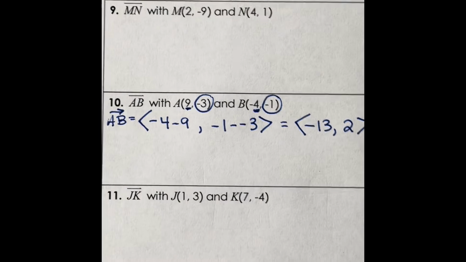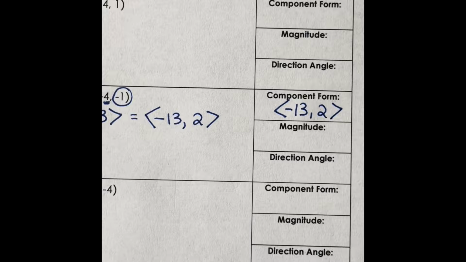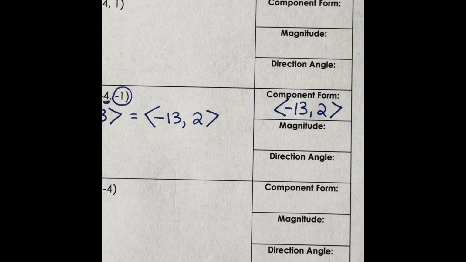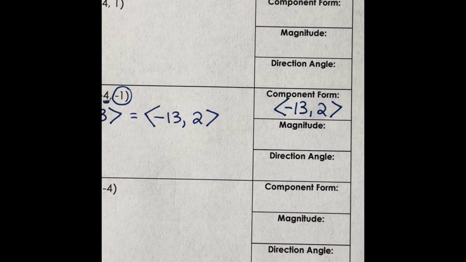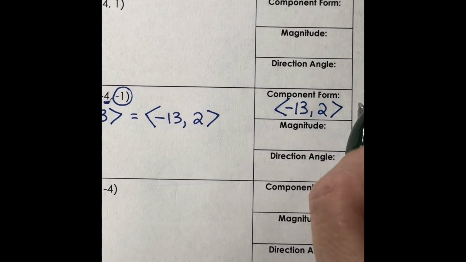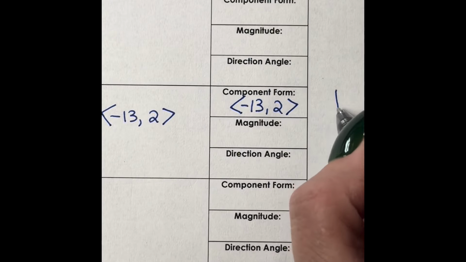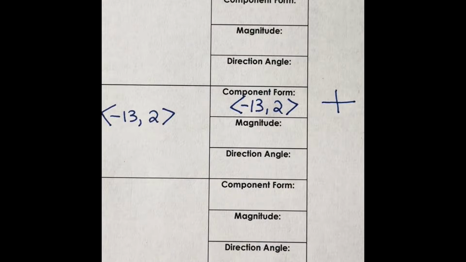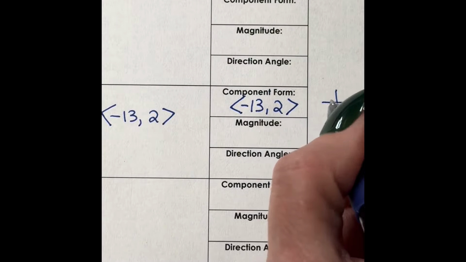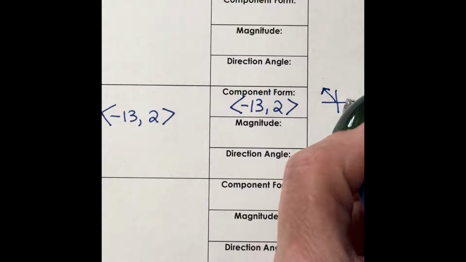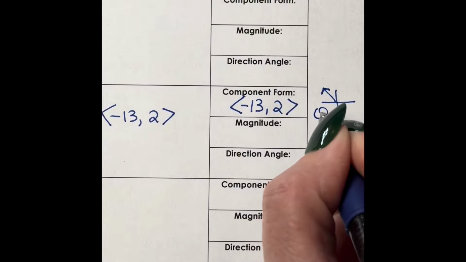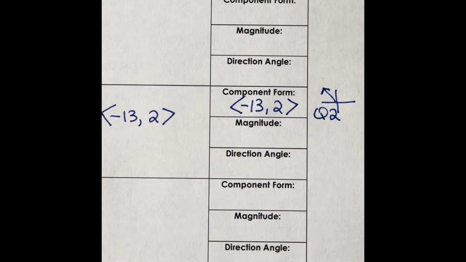That's telling us that our vector is going to start at 0, 0, and it's going to end at -13, 2. So let's start thinking about what quadrant that would be in, just so we have a plan. -13 is a -x, +2 is a +y, so we're going to be somewhere here in quadrant 2. Just going to make a little note of that for myself.